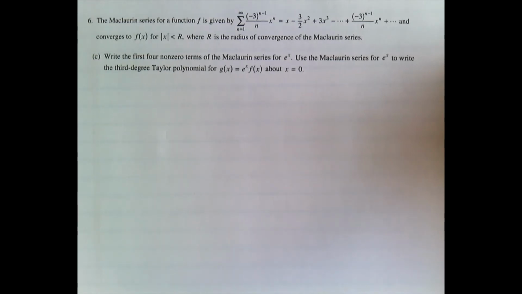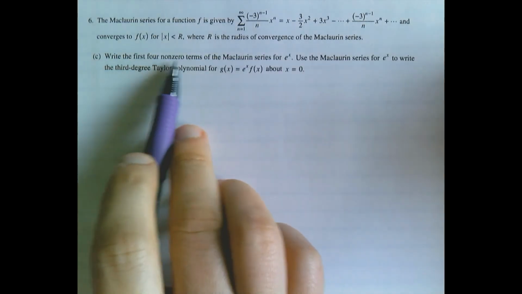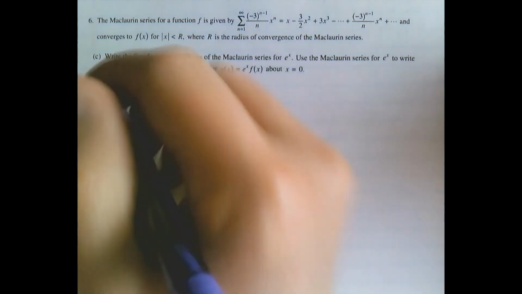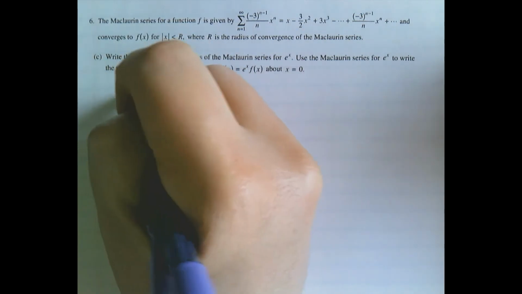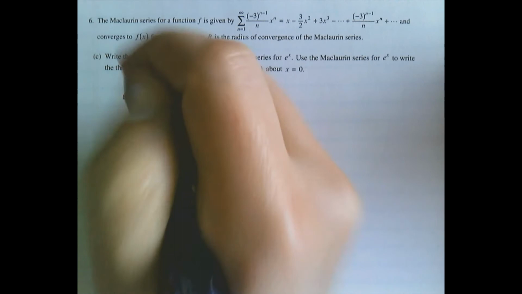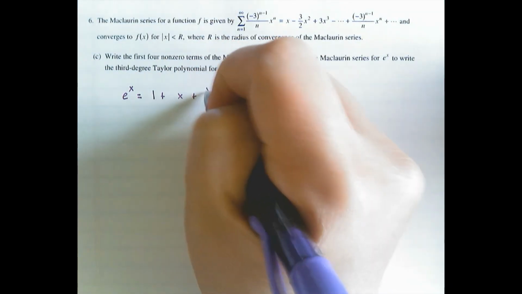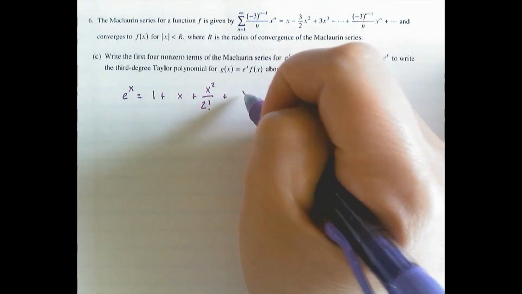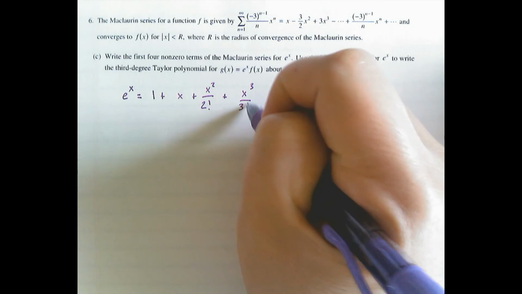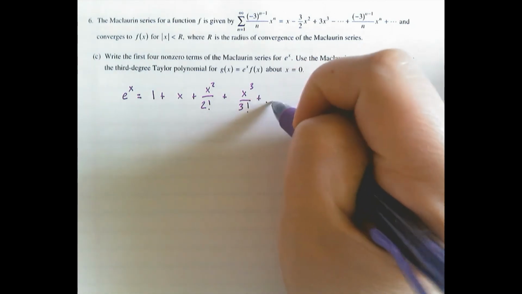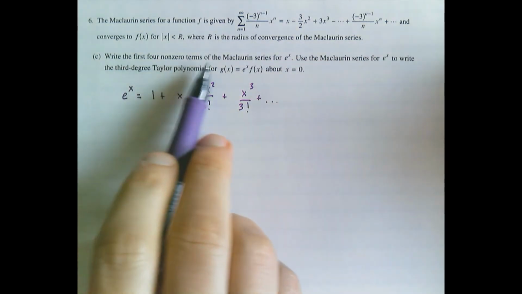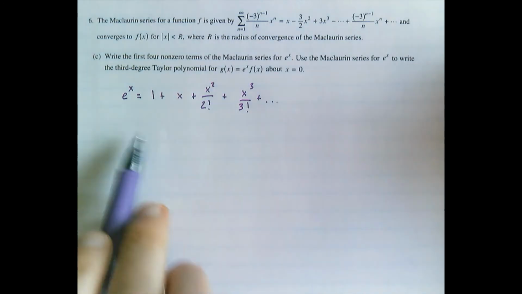Moving on to part C. Write the first 4 non-zero terms of the Maclaurin series for e to the x. All right. That's one that we all have memorized. e to the x is 1 plus x plus x squared over 2 factorial plus x to the third over 3 factorial, and the series goes on.